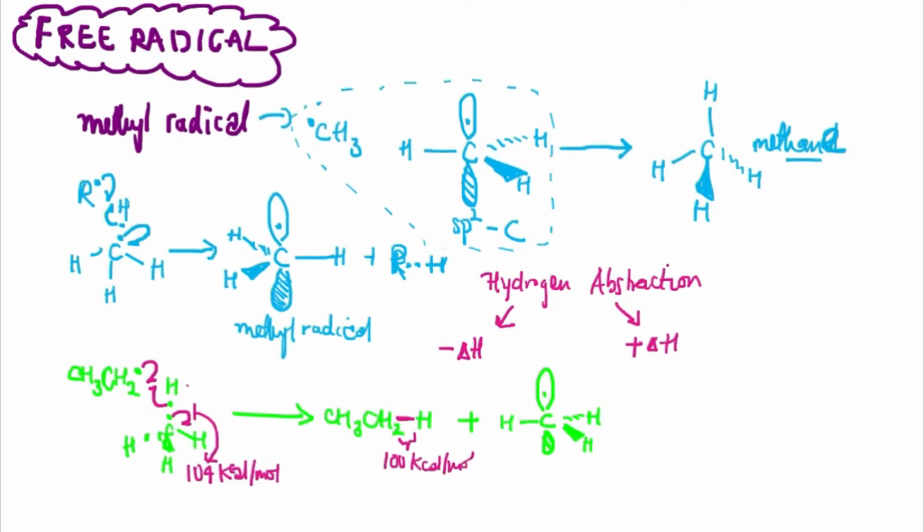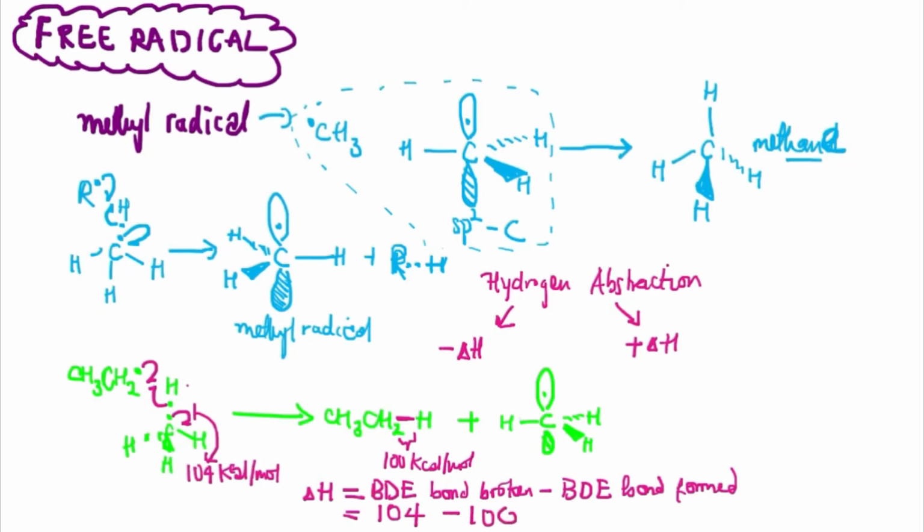So what that results in is the change in the energy, which is the change in enthalpy, to be the bond dissociation energy of the bond broken minus the bond dissociation energy of the bond that is being formed. So when you subtract that 100 from 104 kilocalories, what we get is positive 4 kilocalories per mole. So what this implies is that we have an endothermic reaction, and like we said on our previous videos, most of our bond dissociation energies of any reaction is an endothermic process.